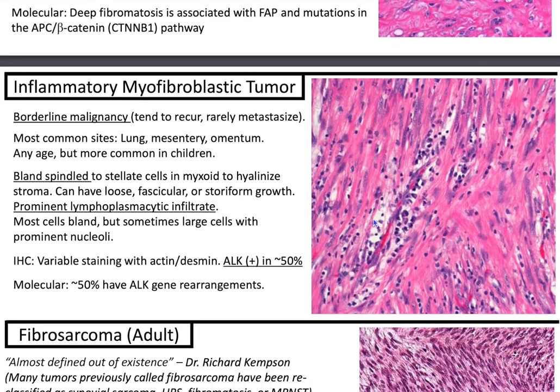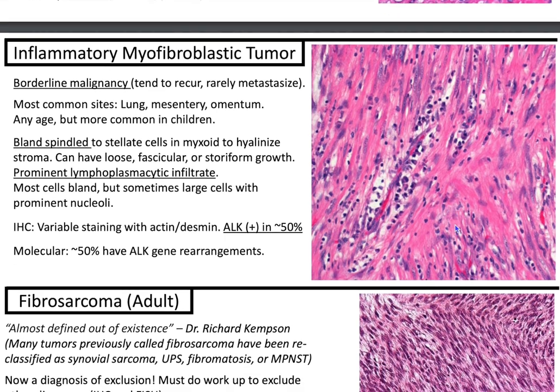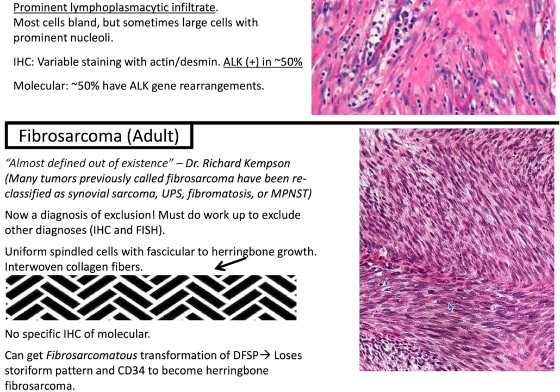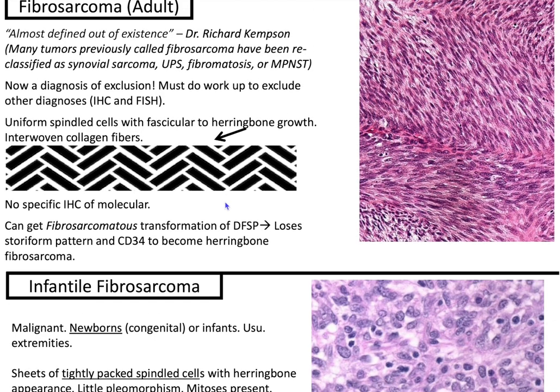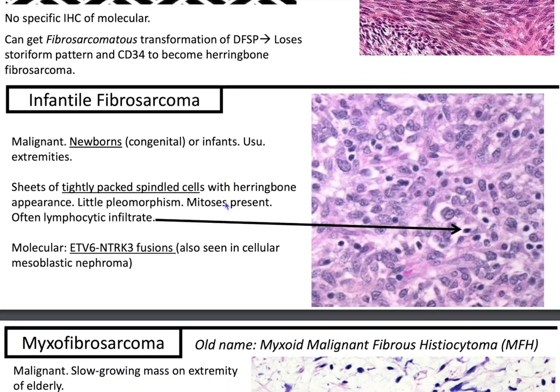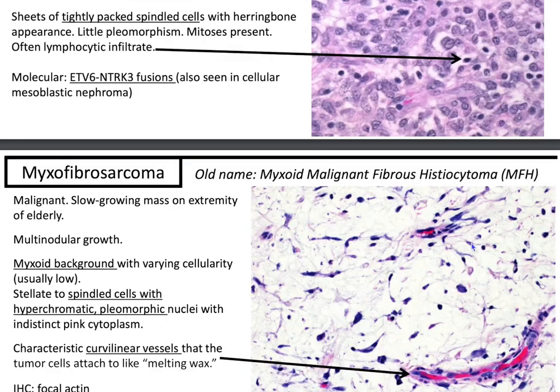IMT, inflammatory myofibroblastic tumor, borderline malignancy, bland spindle to stellate cells. Look for your prominent lymphoplasmacytic infiltrate. Around half have the ALK gene rearrangement. Fibrosarcoma, diagnosis of exclusion. Remember, DFSP can have a fibrosarcomatous transformation, and you'll have that herringbone pattern. Infantile fibrosarcoma, rapidly growing in newborns or infants. Tightly packed spindle cells with herringbone appearance, often lymphocytic infiltrate. Molecularly, you'll have an ETV6-NTRK3 fusion.